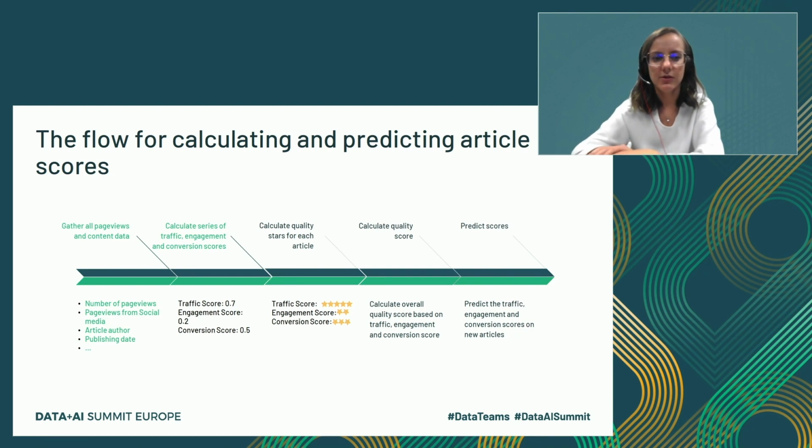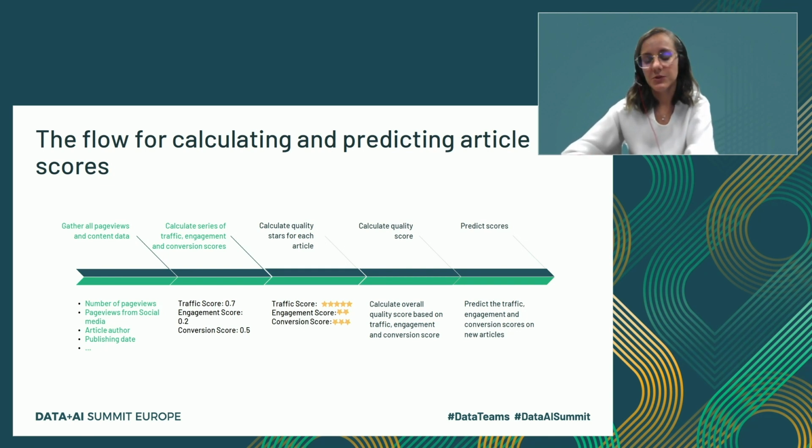So once we gather all this page view and content data, we have extracted all the measures that we need to calculate the different scores. We're now on the step to calculate the series of traffic, engagement, and conversion scores. We calculate this using a weighted sum. Each of the metrics that we calculate will have a different weight for the traffic score, for the engagement score, and for the conversion score.